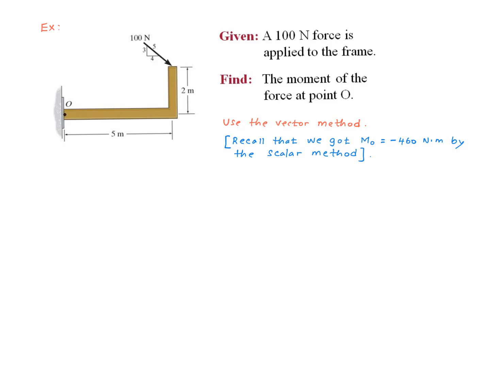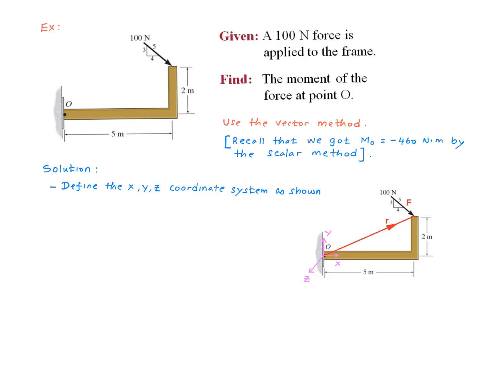We did this by the scalar method, and we got a value of minus 460 Newton meter for the moment about point O for the force 100 Newton, right? Here we will do this by the vector method and see if we get the same number.